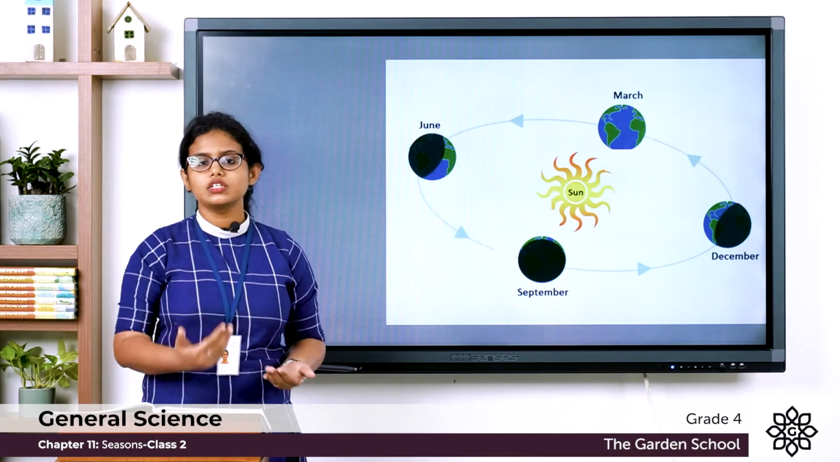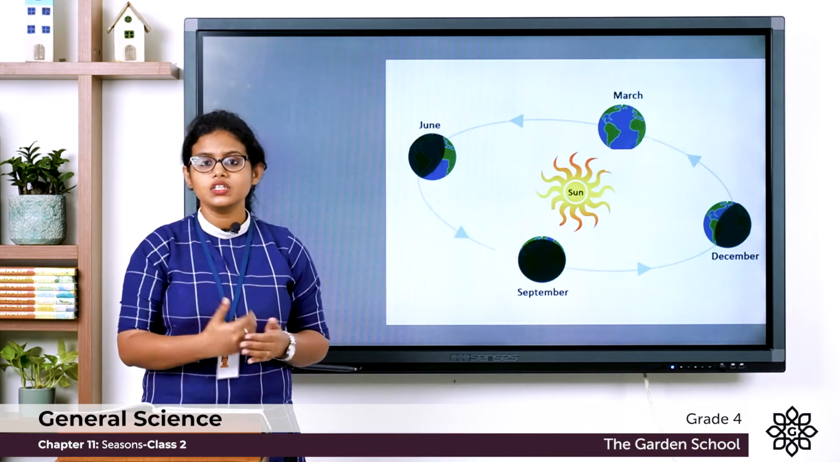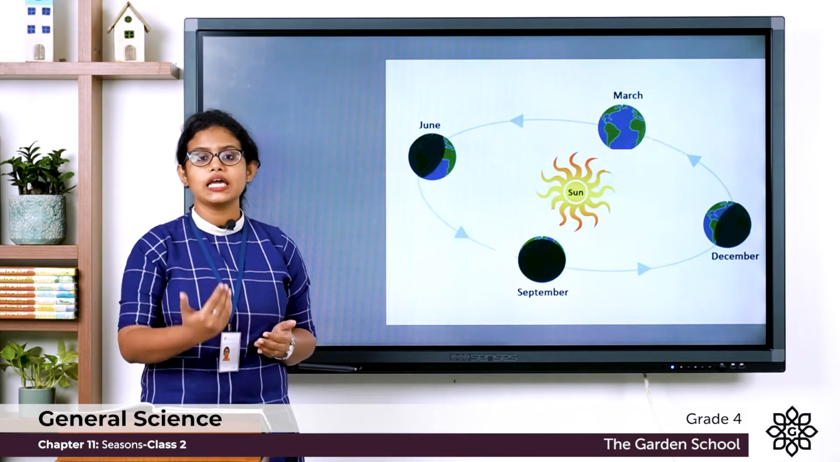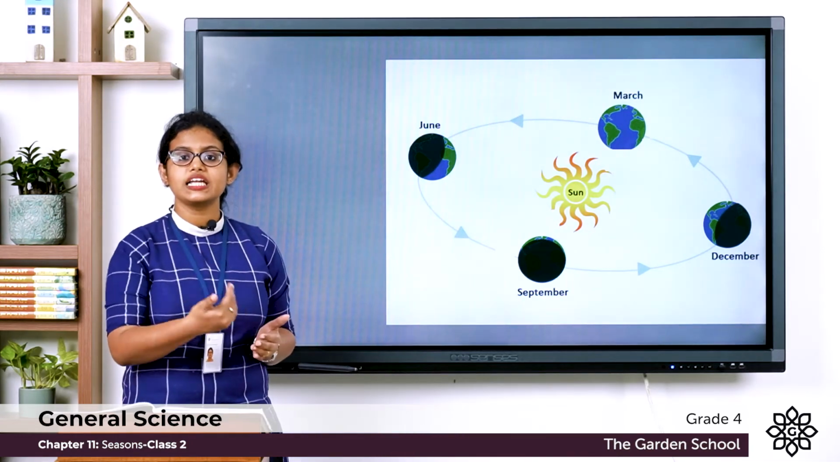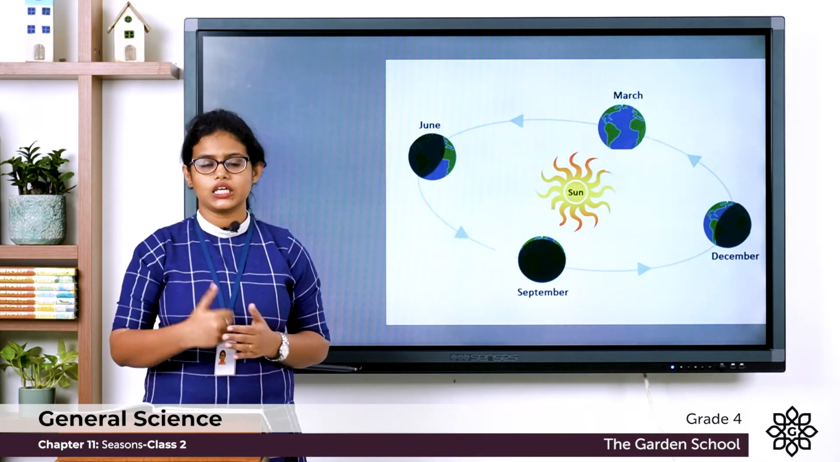So what about the half of the earth which is near to the sun? It will receive more light and heat. What about the part of the earth that is slightly away from the sun? It receives less light and heat.